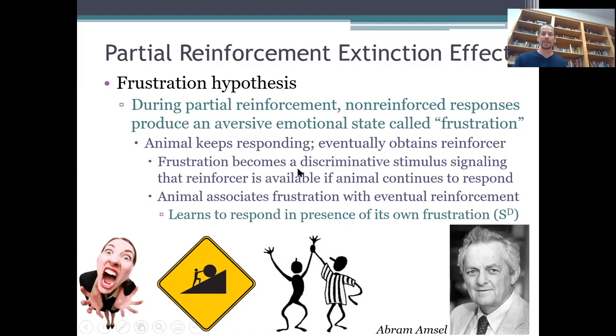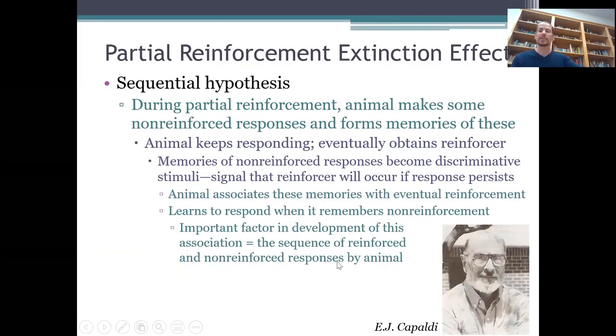And guys, a similar kind of idea is what's known as the sequential hypothesis, which was originally proposed by John Capaldi. Okay. So according to Capaldi, during partial reinforcement, when the response is not followed by the reinforcer, the animal acquires a memory of that non-reinforced response. And Capaldi says that it's that memory and not the animal's frustrated emotional state that acts as the discriminative stimulus, okay? So in other words, an animal on a partial reinforcement schedule learns to associate its memories of non-reinforced responses with the eventual delivery of the reinforcer.